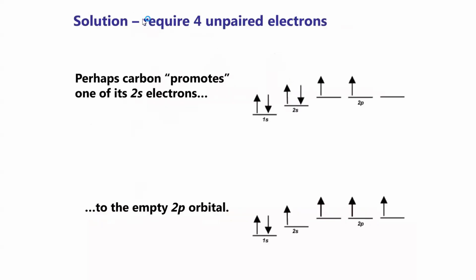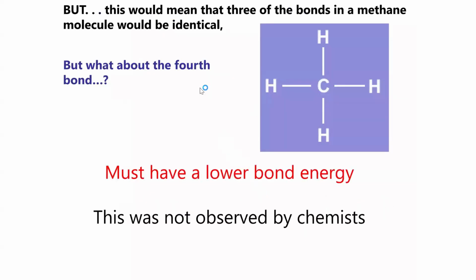So the solution requires 4 unpaired electrons. How do we get to 4 unpaired electrons? Perhaps carbon promotes one of its electrons from the 2s to the empty 2p. So 1 electron is being promoted, or transferred, from 2s to pz.